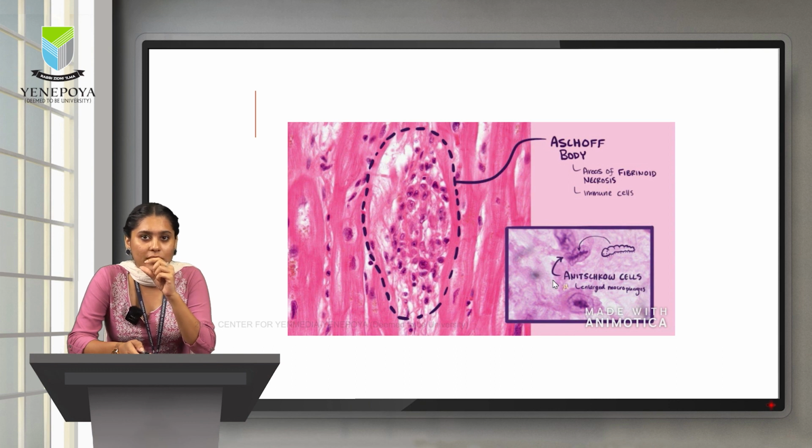Okay, see, these caterpillar nuclei are nothing but more than one nucleus present in that macrophage. So these are nothing but the Anitschkow cells, which can also be seen in the case of rheumatic carditis.